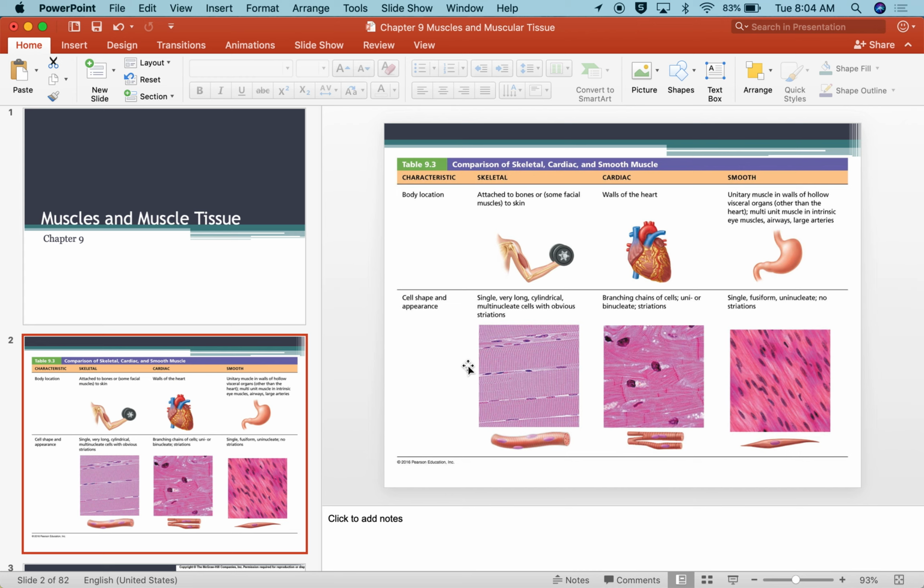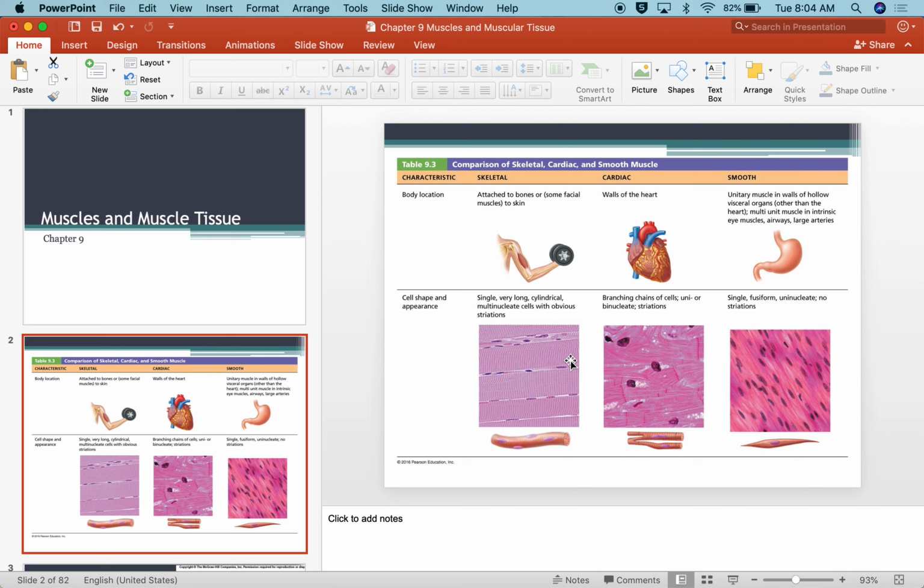So when we look at the microscope pictures, you can see that all these different muscles look different under the microscope. So with skeletal muscle, it's a long cylindrical multinucleated cell. So you can see each one of these cells. There's 5 cells here, and each one has multiple nuclei. That's what these purple circles are. The striations are these stripes that are going more vertically compared to the horizontal cell.